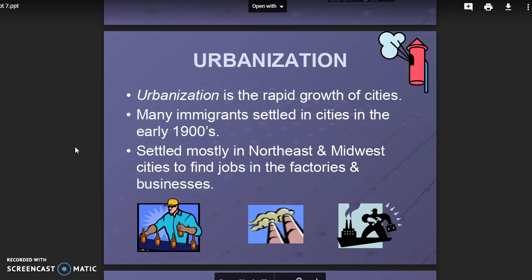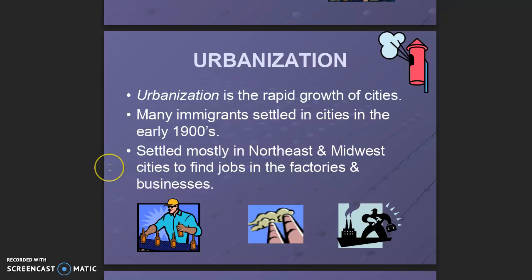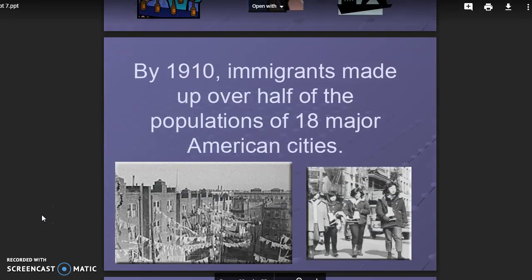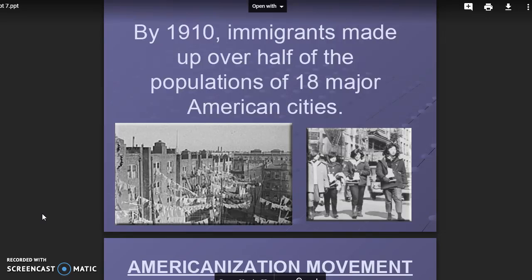Number 13 is asking you, where did most immigrants settle and why? You can write down this bullet point right here, mostly in the Northeast and Midwest, to find jobs in the factories and businesses. By 1910, immigrants made up over half of the population in 18 major American cities.